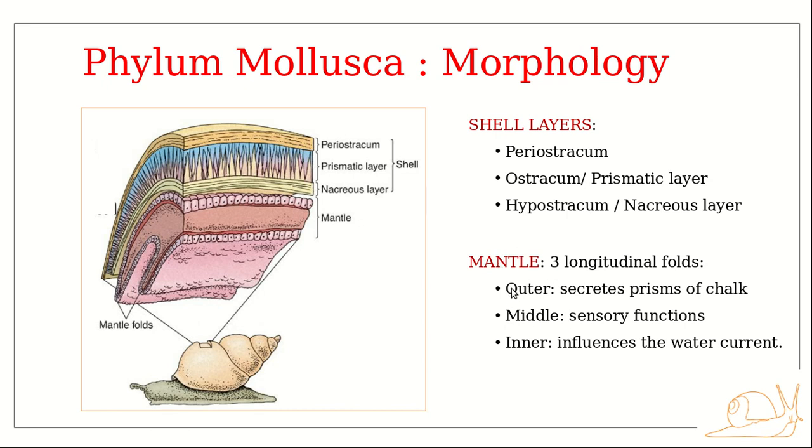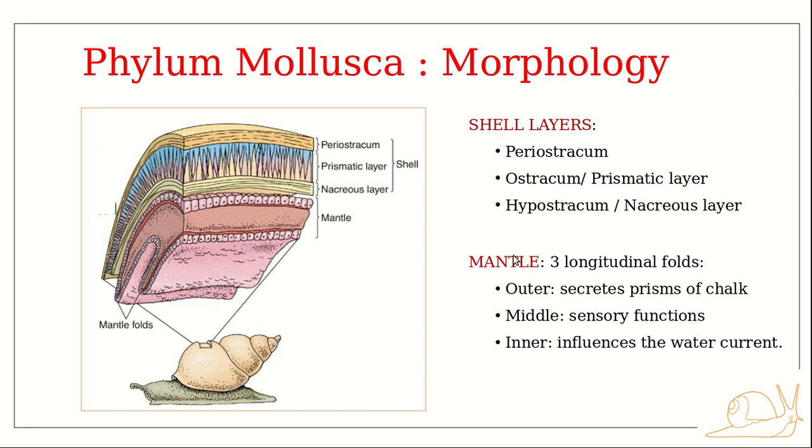You can see here the mantle itself is formed of 3 longitudinal folds. The mantle folds over here, and the outer fold secretes the prisms of chalk. I hope you remember, the calcium carbonate layers. The middle part of the mantle is sensory in function, while the innermost fold influences water current passing through the mantle cavity. So it is the mantle which is responsible for the secretion of the shell.